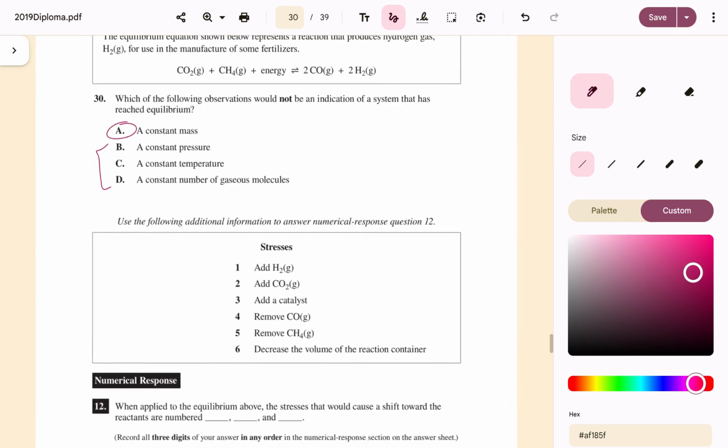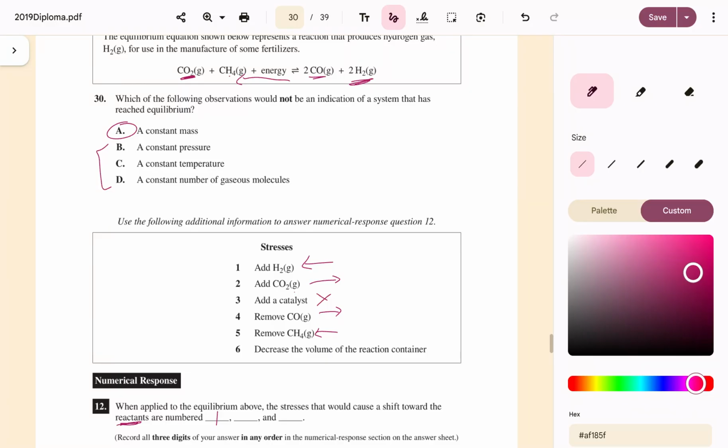And then about your stresses, so if you add hydrogen, if we add in, you shift away, so you'd be shifting left. And here they're asking about shifting towards the reactants, so we're shifting left. So number 1 would work. Adding CO2 over here, shift away would shift towards products, so that won't work. Catalysts don't do anything for the shift. Removing CO, if you take it out, you shift towards, so it won't be that one. Removing CH4, so we take it out, we shift towards, that will work.